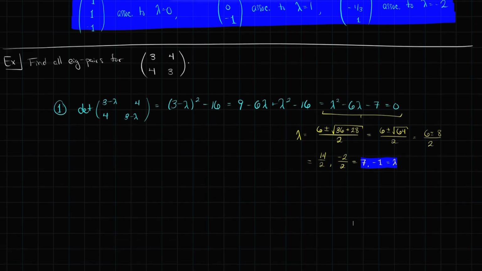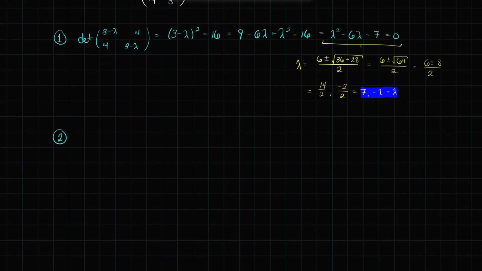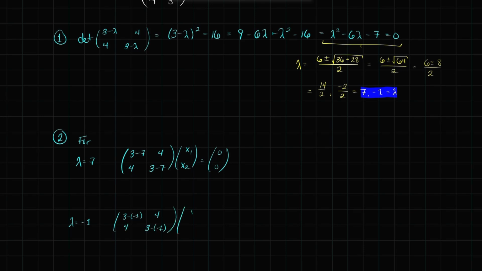And then for each of these, in step 2, we set up the eigenvalue equation. For lambda equals 7, we compute the matrix 3 minus 7, 4, 4, 3 minus 7 against x1, x2 equals 0, 0. And for lambda equals negative 1, we have 3 minus negative 1, 4, 4, 3 minus negative 1 against x1, x2 equals 0, 0. Evaluating the diagonals, 3 minus 7 is negative 4 twice, and 3 minus negative 1 is 4 twice.